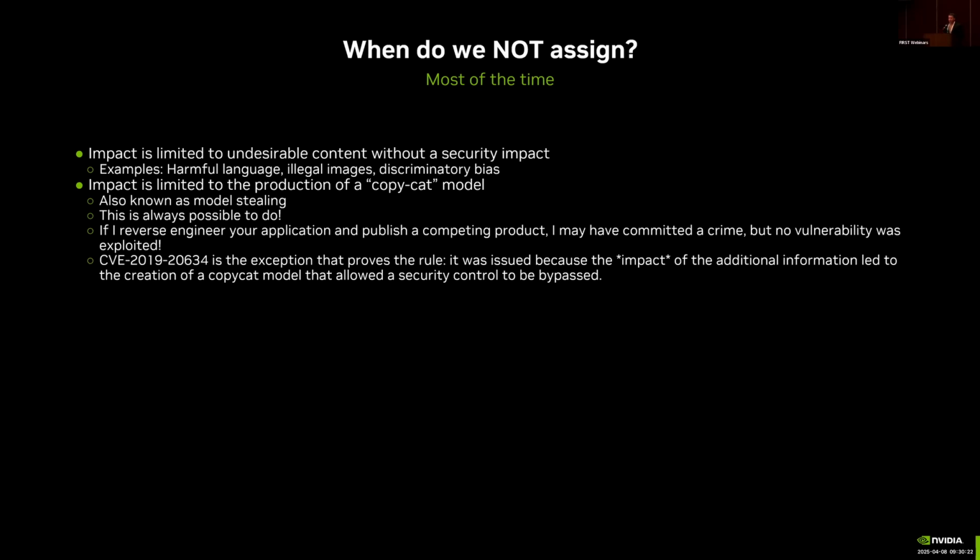And I think that CVE-2019-20634, proof pudding, which is Proofpoint something something, is the exception that proves the rule. It was issued because the impact of the additional information that allowed the copycat model to be created resulted in a security impact that allowed the entire email security appliance to be bypassed. There's a pretty good write-up on it. If you search Moo hacks proof pudding, you'll find it, or the CVE ID, whatever you want to look up.